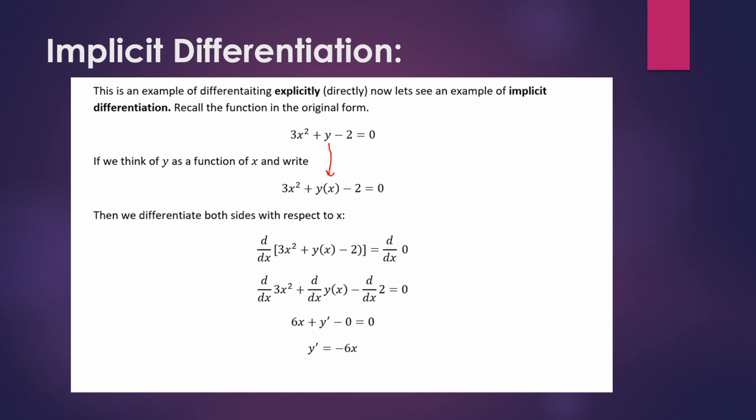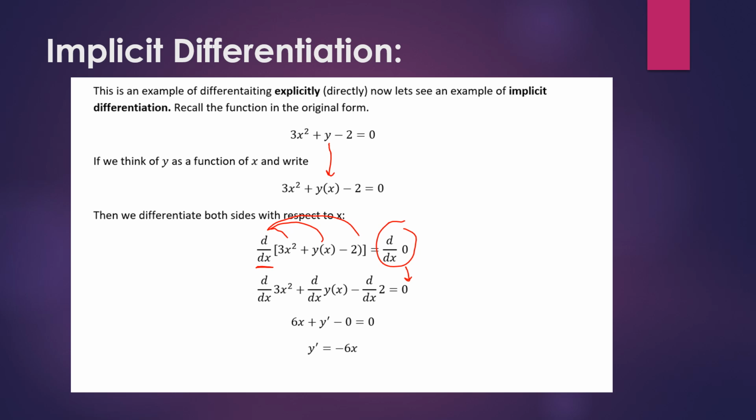And now what we're going to do, without solving either side, we're just going to take the derivative of both sides. So you can see it's d/dx of 3x squared plus y of x minus 2 equals d/dx of 0. Now we know that when we are taking the derivative of a sum, we can take the derivative of each term individually. So it's almost like we can distribute this derivative. So we're going to take the derivative of 3x squared plus the derivative of y of x minus the derivative of 2. And on the right-hand side, the derivative of 0 is 0, so they went ahead and solved that.